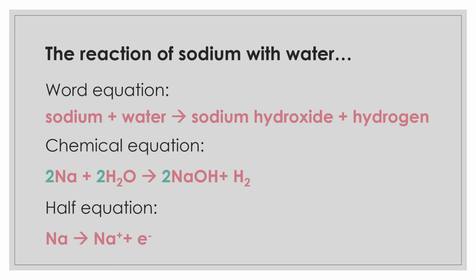Hopefully by now you have noticed that the word equation, chemical equation and half equation, they're all the same. All you change is the metal each time. And this is the handy thing about groups. When metals are in the same group, all you have to do is change their name. Everything else remains the same. It shortens workload. Okay, so on to potassium with water.